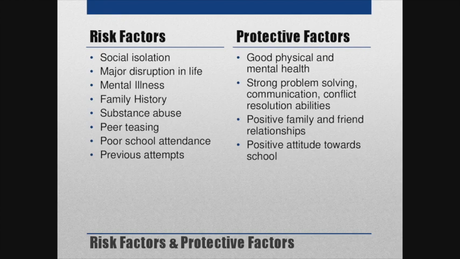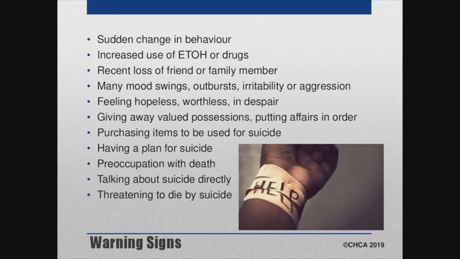Risk factors can involve social isolation, major disruption in life, mental illness, family history of suicide, substance abuse, peer teasing, poor school attendance, or previous attempts of suicide. Protective factors are, in some cases, the opposite. Good physical or mental health, strong problem-solving skills and communication, conflict resolution abilities, positive family and friends relationships, and positive attitudes towards school and life.